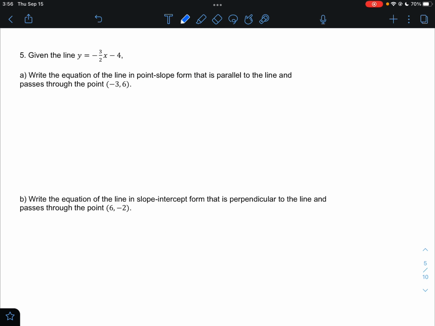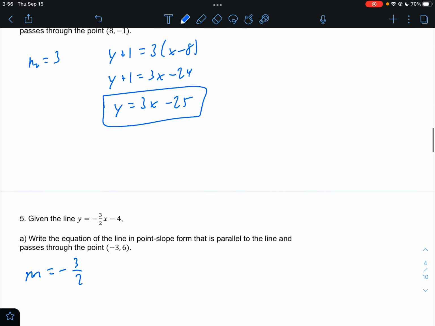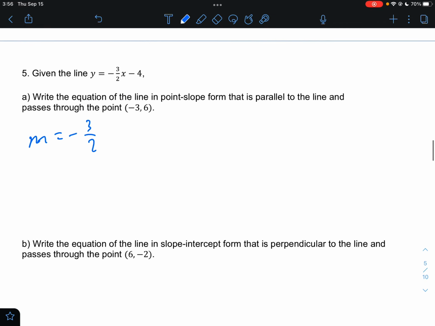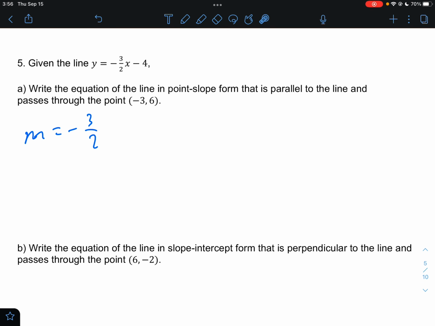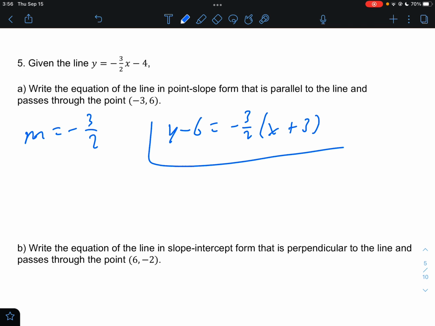Number 5, given a line y equals -3/2 x minus 4, write the equation of the line in point-slope form that is parallel to that line. All right, so parallel, we know we're going to use -3/2 as our slope. And again, point-slope form, so y minus 6 equals -3/2 times (x plus 3). Point-slope form, we're done.